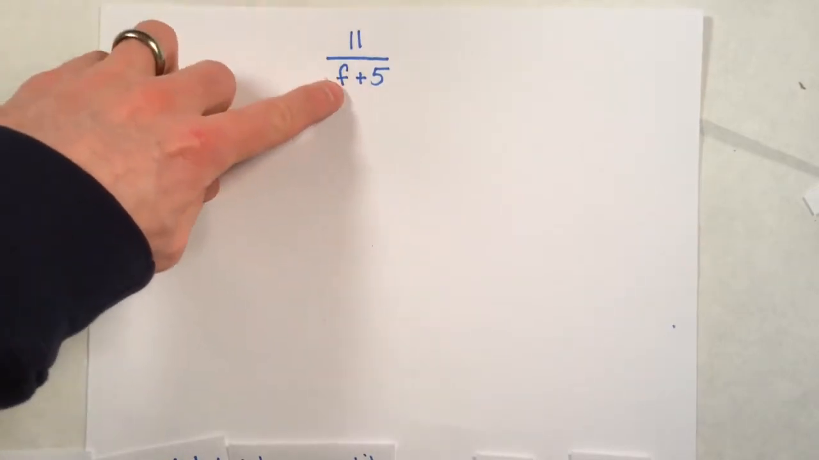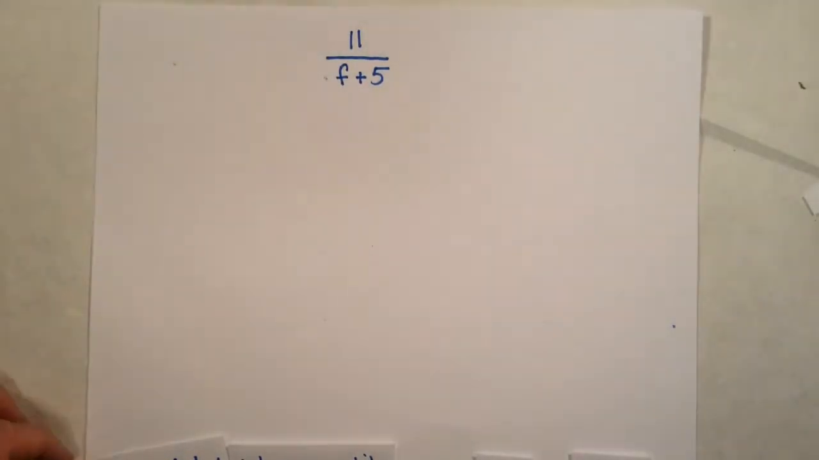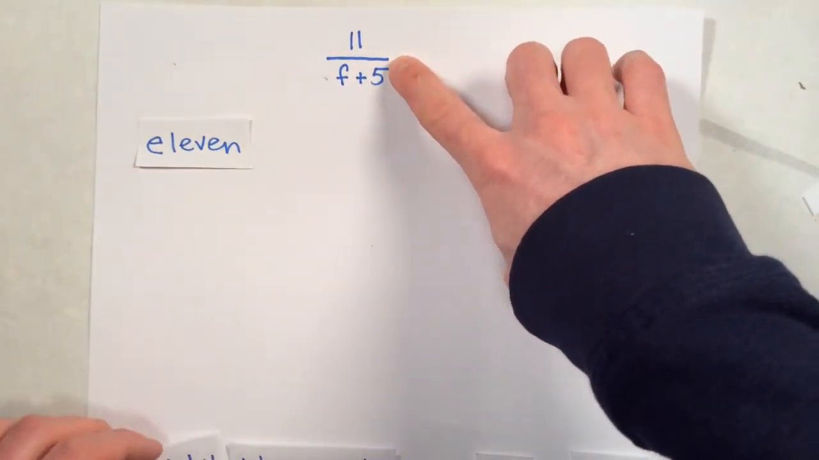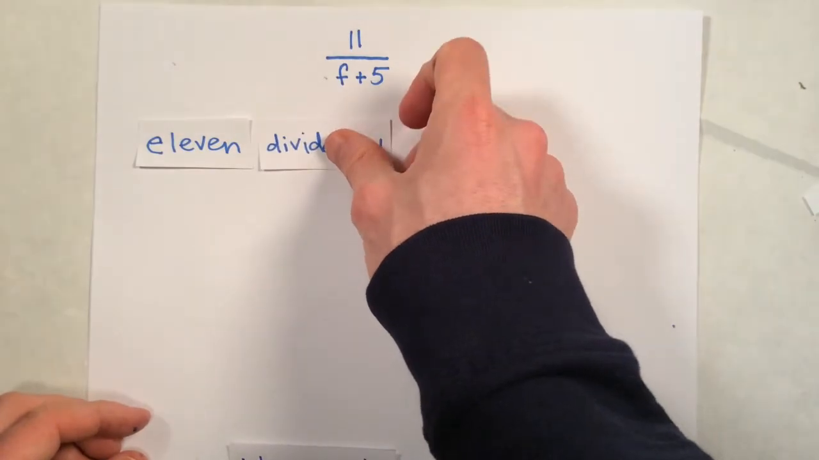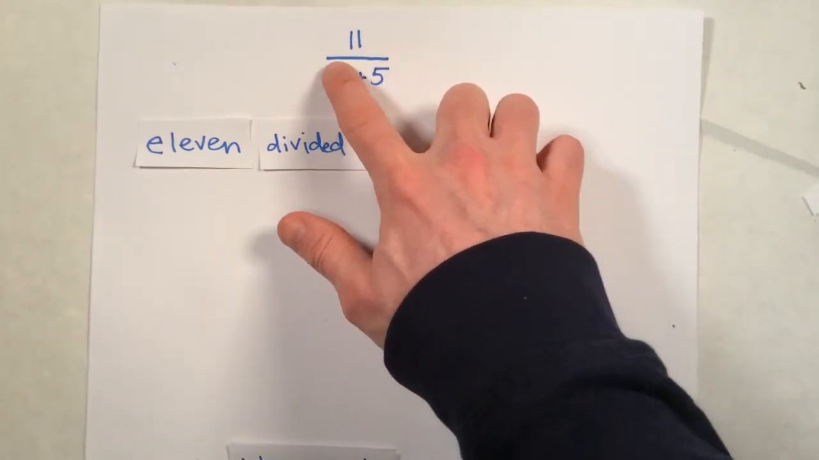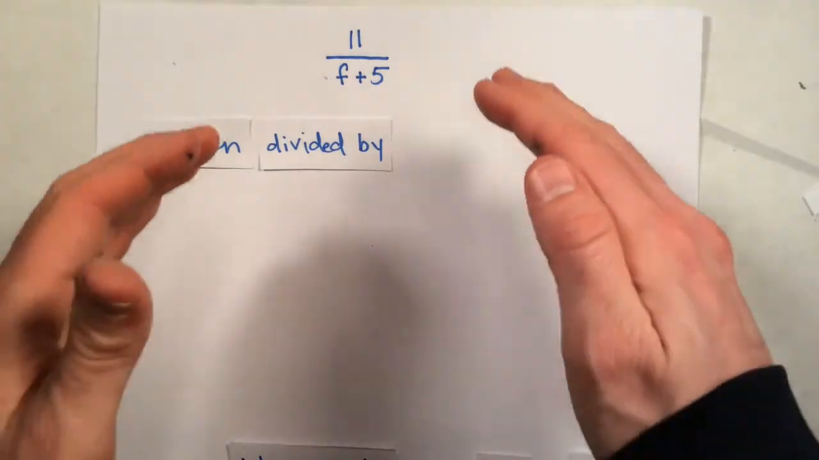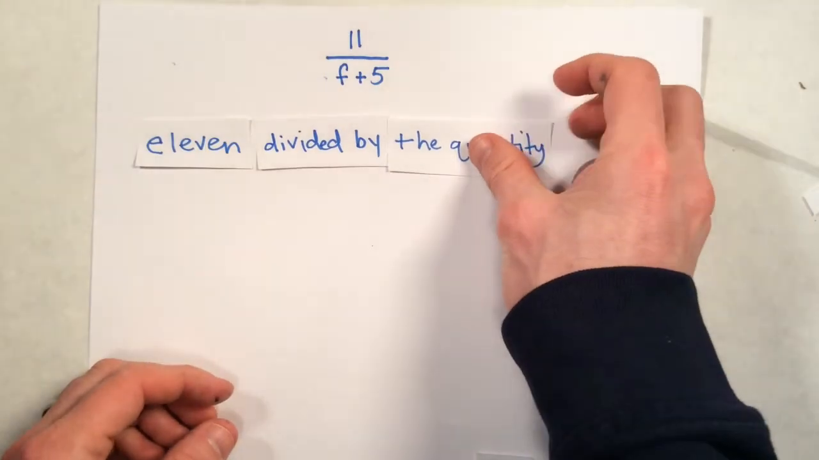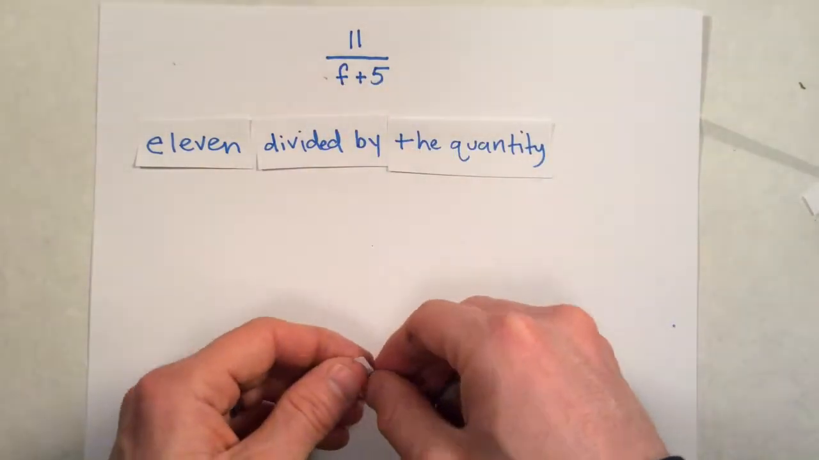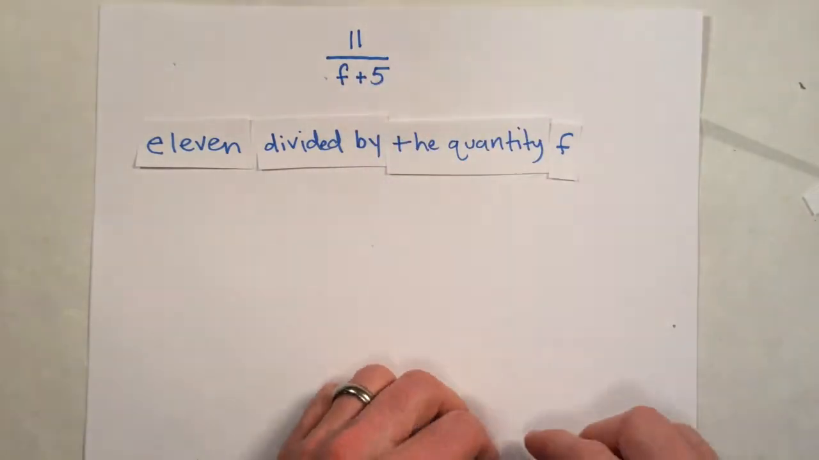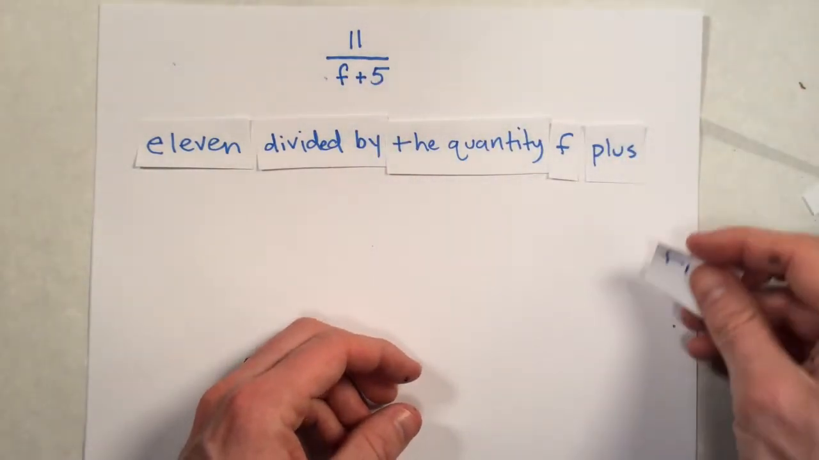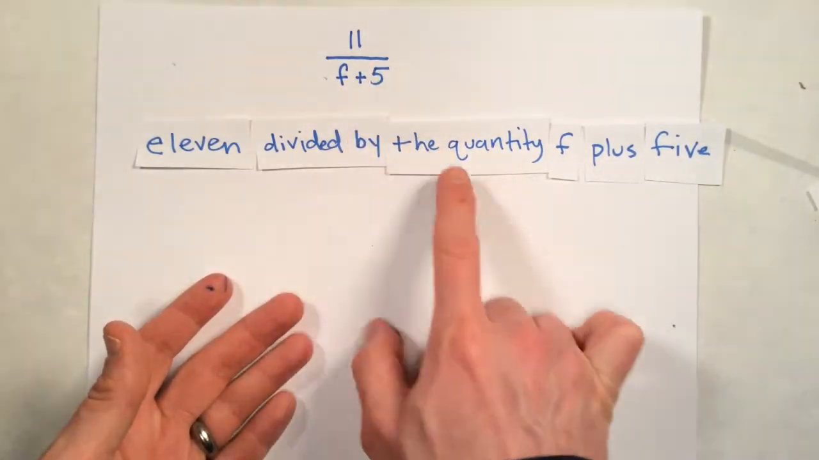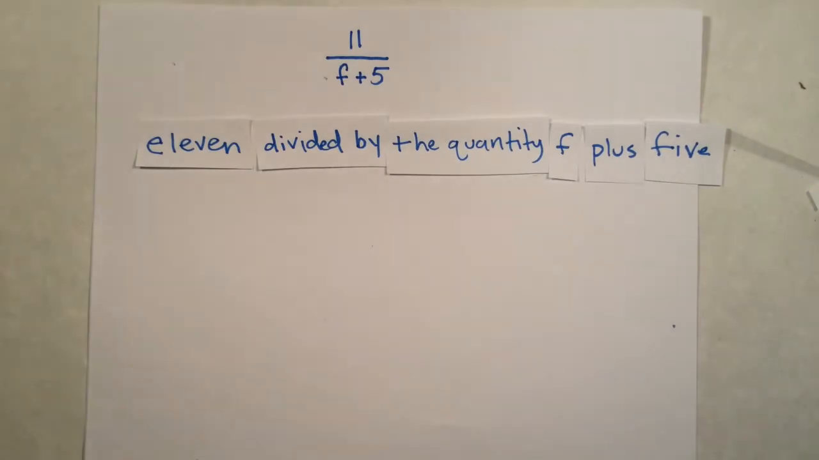So, reading from top to bottom, we start with the symbol 1, 1, which is the word 11. The fraction bar, as we move down, is a division symbol that's divided by. And the sum that's in the bottom has to be interpreted as if it were in parentheses. So we start it with the quantity, and the quantity is f plus 5. And if this weren't the end, we would need a comma to end the quantity, but since it's the end of the sentence, we're okay.